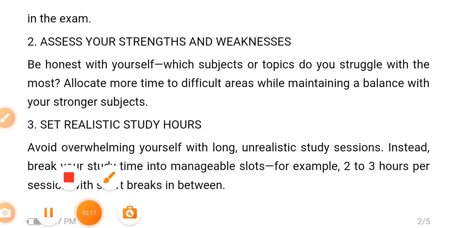Number two, you need to assess your strengths and weaknesses. You need to know the subjects you are very good at and the subjects you are very bad at. Be honest with yourself. Which subjects and topics do you struggle with the most? Those ones that you struggle with, those ones that you are not very good at, these are the ones you should give more attention. These are the places you must give more attention. Are you with me?